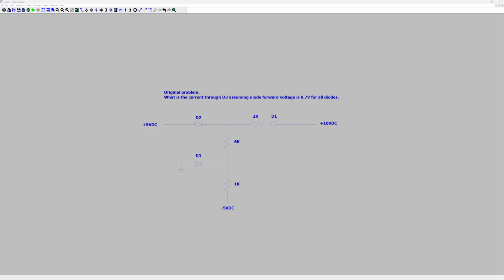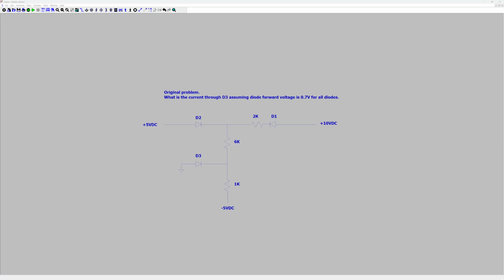So I ran across this problem on the internet, and a lot of people were able to get the right answer, but nobody really showed circuit analysis the way you might actually teach someone how to do it. So I thought I'd go through some methods for finding out what is the current through diode D3 in this circuit.